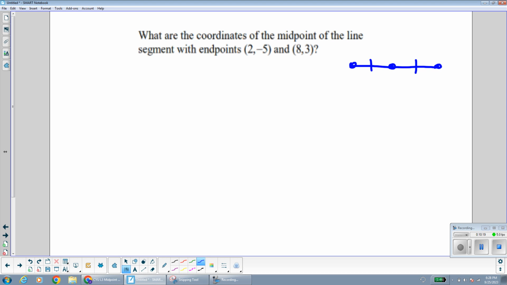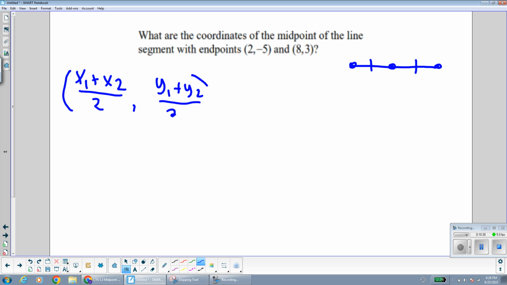It's the same thing when we're finding the midpoint of the line segment. We're going to take the average of the x coordinates and the average of the y coordinates. So the midpoint formula is the average of the x coordinates, comma, the average of the y coordinates. So let's plug in. With our endpoints here, our x coordinates are 2 and 8. And there's two x coordinates. That's why we're dividing by 2 to average them. Same thing with the y coordinates. There's 2 y coordinates. That's why we're dividing by 2 to average them.